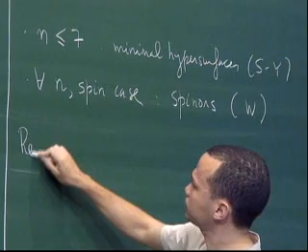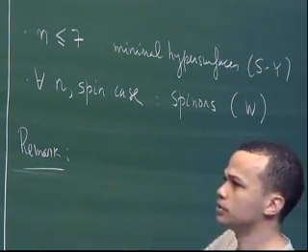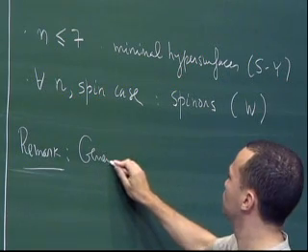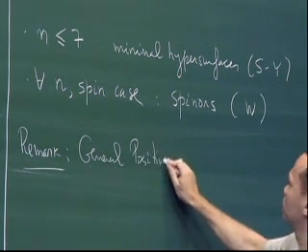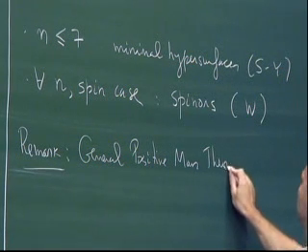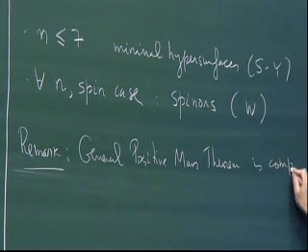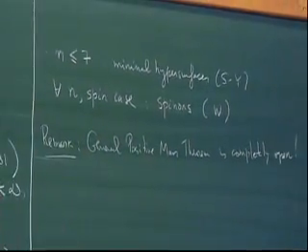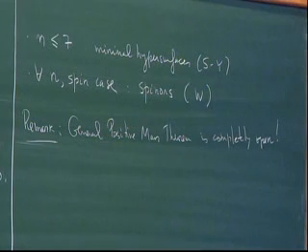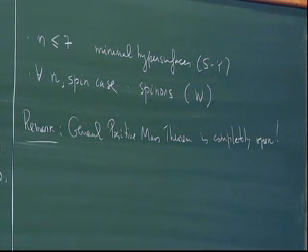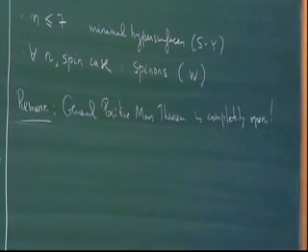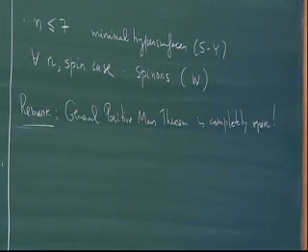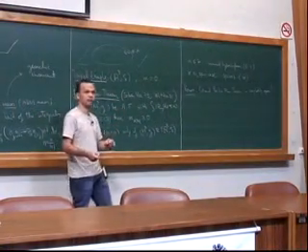So the remark here is that the general positive mass theorem is completely open. Well, maybe the word completely here is not really fair because there are some people working on it, but so far it's been 30 years and there's no proof of this outside the spin case. So this is a totally open question. Okay, so the positive mass theorem can be seen as a rigidity statement for the Euclidean space.